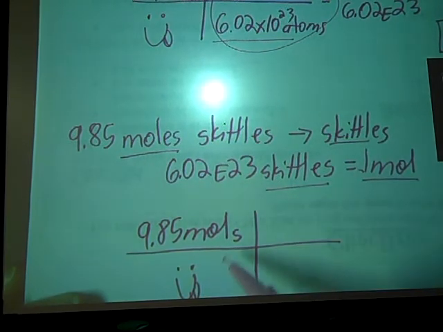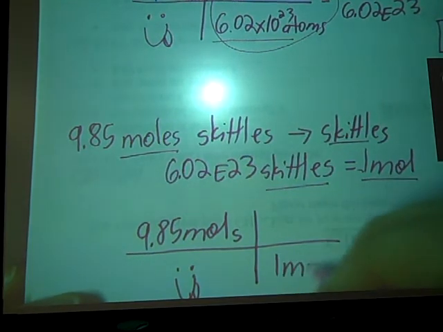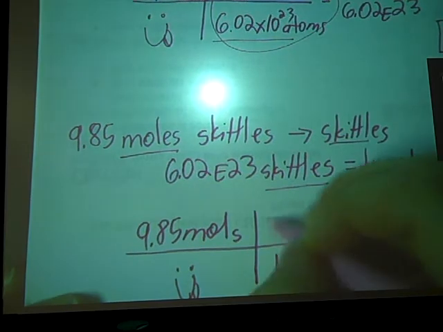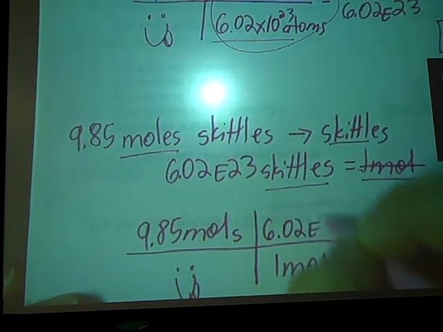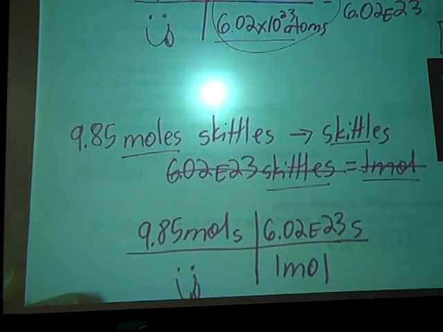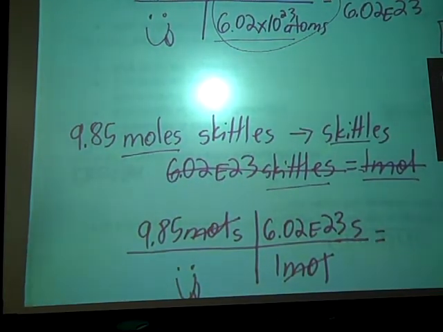Smiley face on the bottom. Moles on the top. I don't want moles anymore. I want them to go away. There we are. 1 mole. I use that piece. Cannot go forward till I use the whole thing. 6.02 times 10 to the 23rd Skittles goes on the top. So I use that piece. Moles on top, moles on bottom, cancel. Woo! Now I'm going to multiply all the way across the top. 9.85 times 6.02 times 10 to the 23rd.